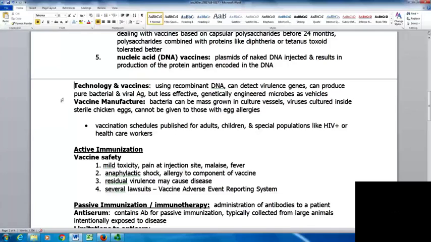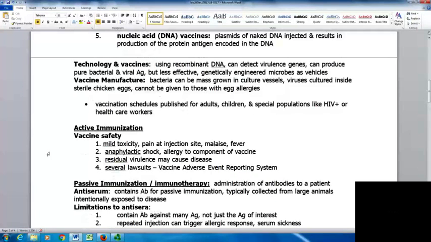So when we look at technology in vaccines, they're using recombinant DNA a lot. You can detect virulent genes and produce pure bacterial and viral antigen, but they're less effective. The genetically engineered microbes can be used as vehicles. So in vaccine manufacture, bacteria can be grown in mass in culture vessels, but viruses need to be cultured inside sterile chicken eggs. So that means these cannot be given to those with egg allergies. There are vaccine schedules that are published as recommendations for adults, for children, and for special populations like those who are HIV positive or healthcare workers.